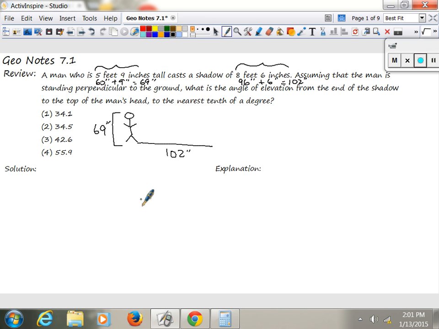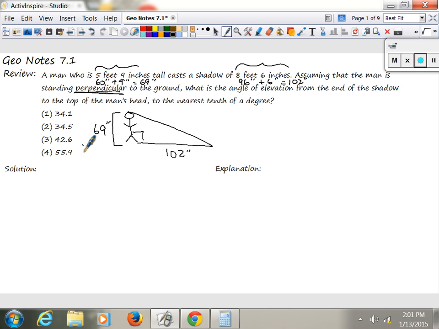Now what geometric shape are we drawing here? A right triangle. Now how do I know it's a right triangle? What's the key word? Yeah, this key word right here lets me know it's a right triangle. So I'm going to put a box there to show that it's a right triangle. And I'm going to connect the end of the shadow to the top of his head.